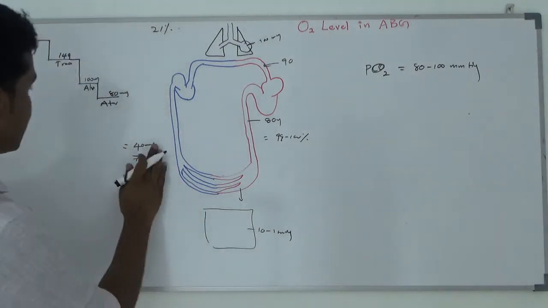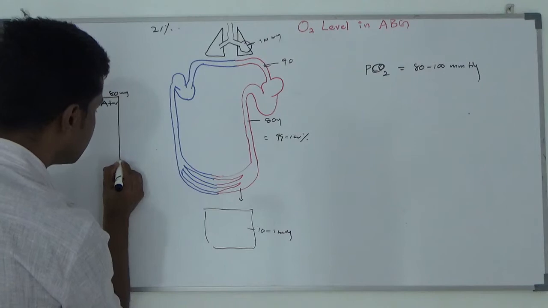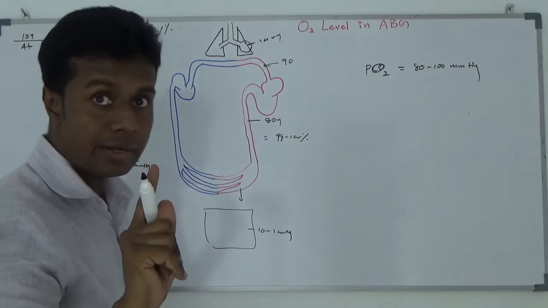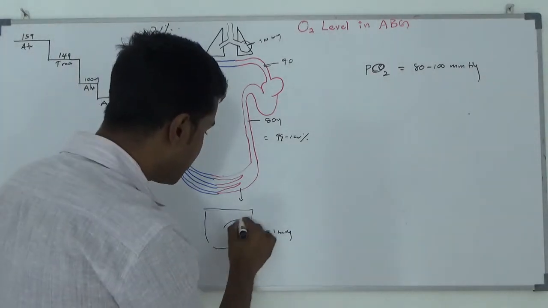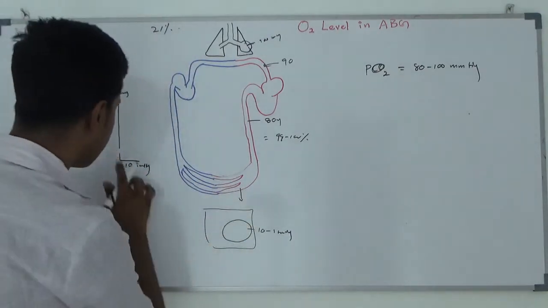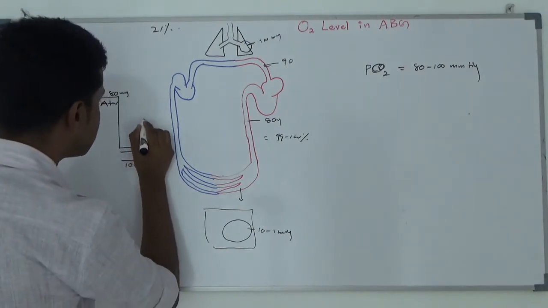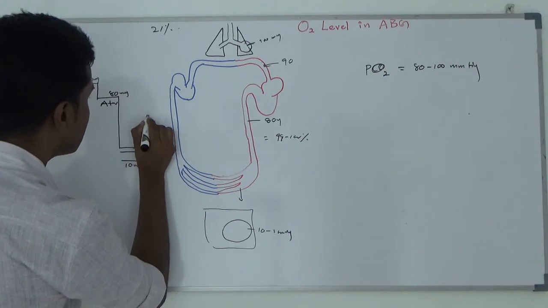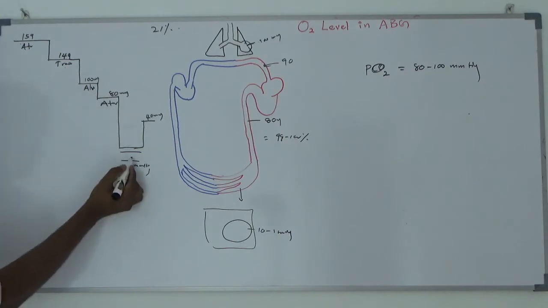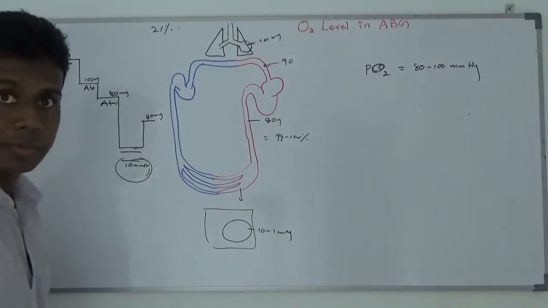When it comes to the capillary level, I am going to erase it. Not the capillary level, at the level of mitochondria. When it comes to the mitochondrial level, it is 10 millimeter mercury. But your blood does not come into the mitochondria. Mitochondria will be here. Here blood returns back. Your venous side partial pressure is roughly about 40 millimeter mercury. Here 159, 149, 100, and mitochondrial level approximately 10 millimeter mercury. Venous side 40 millimeter mercury.